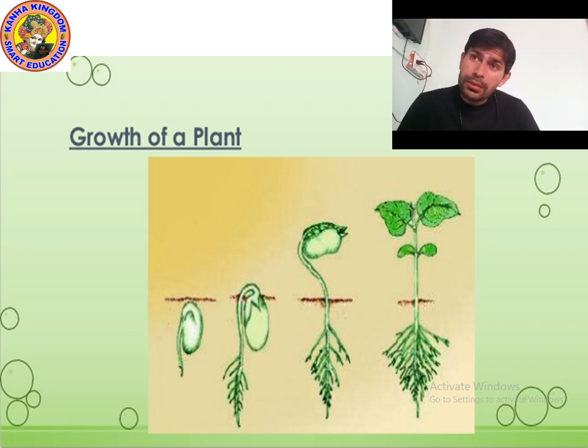Okay, and then the cotyledons of the seed fall. In this way the plants grow, as you can see in the picture. Slowly plants started growing, from 1 centimeter to 2 centimeters, 2 centimeters to 1 foot, 1 foot to 2 feet, and then it becomes more and more bigger and taller.